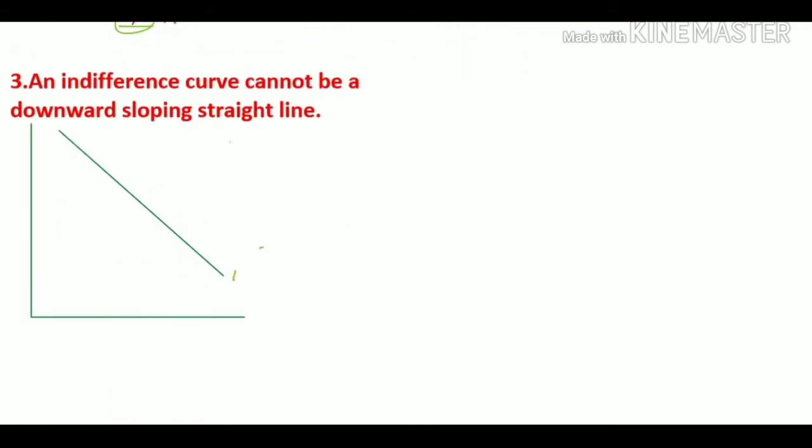An indifference curve cannot be a downward sloping straight line. If it is so, as shown in this diagram, then the marginal rate of substitution will remain constant. This is unrealistic. An indifference curve cannot be positively sloped.